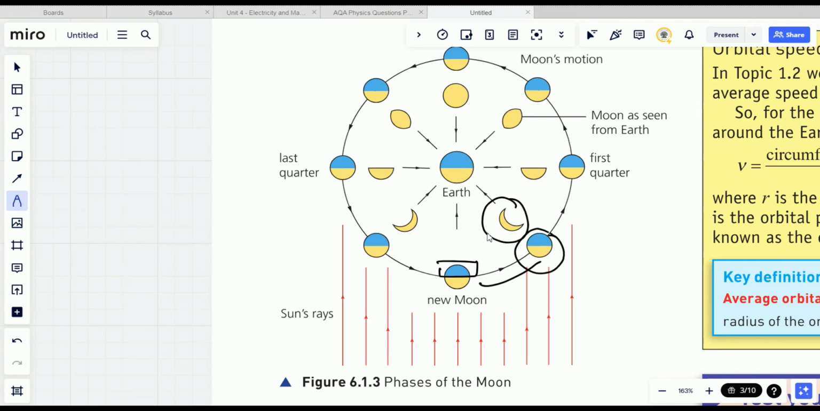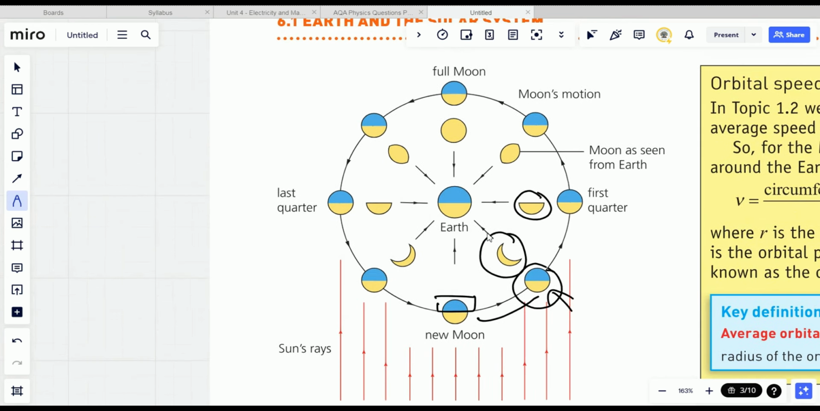This is the shape that we get when it is rotating and it is at this part. When it is right at the first quarter, we see half moon like this. When the moon is on the opposite side of the sun and the earth, that is when we get the full moon and we are able to witness it completely.